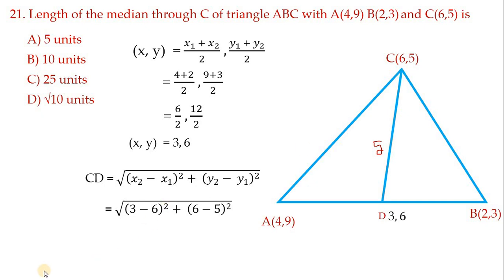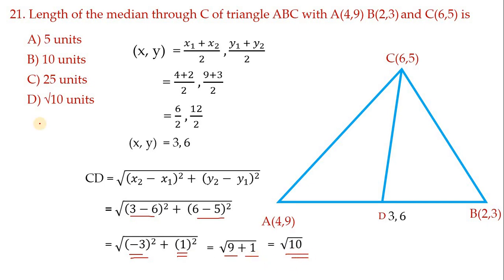So now let us simplify this one, children. 3 minus 6 means minus 3. 6 minus 5 is 1. Minus 3 whole square means we get 9, and 1 square means we get 1 itself. So 9 plus 1 is 10. So root 10. So the correct option is D. Move on to the next one.